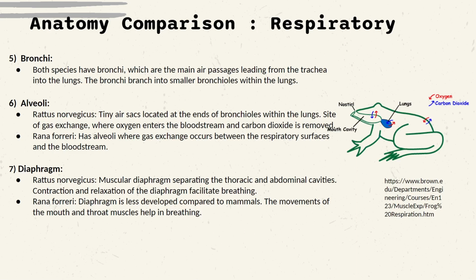The diaphragm: in the rat, a muscular diaphragm separates the thoracic and abdominal cavities, and it contracts and relaxes, facilitating breathing. The frog has a less developed diaphragm compared to mammals, but still has the same effect. Movements of the mouth and throat muscles also help in breathing.